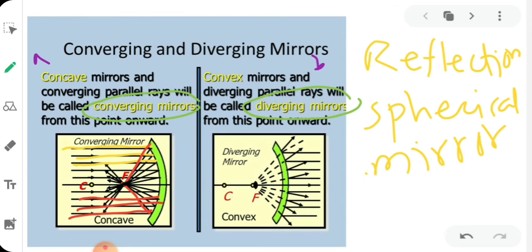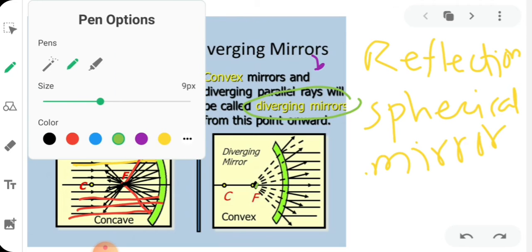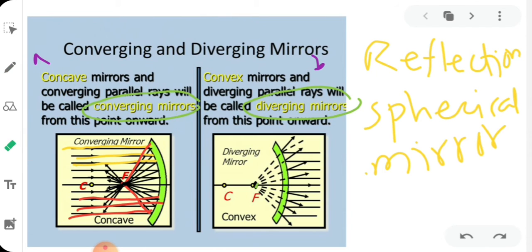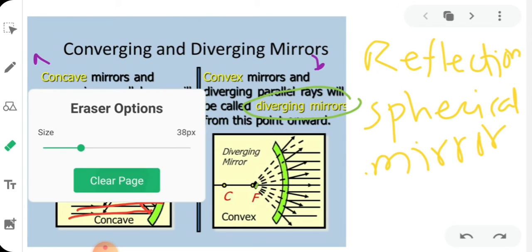See over here, at one point F, the light rays are splitting out. So these are the diverging rays. These rays are the diverging rays itself. So hope that you are clear with the concave mirror, convex mirror, and converging and diverging mirrors with regard to the rays itself. Okay.